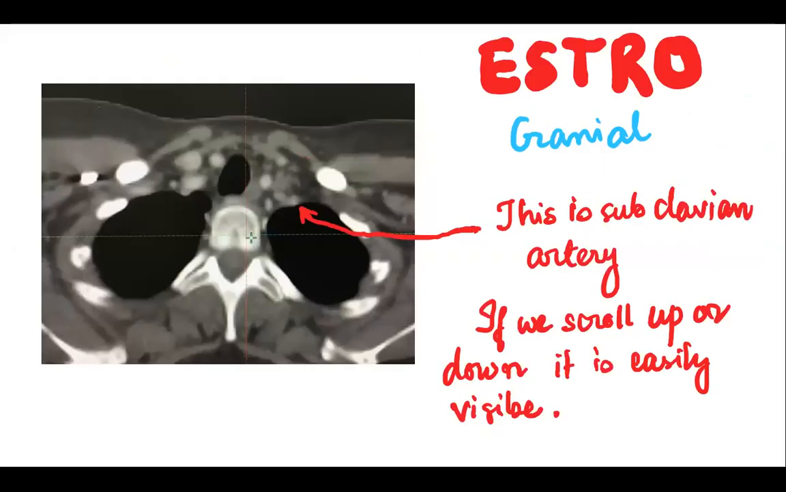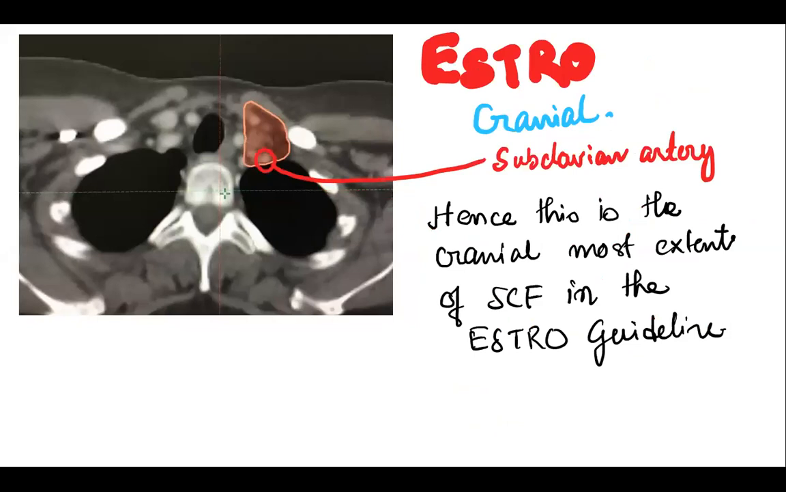So coming to the ESTRO, first we need to identify the subclavian artery. Here, this is the subclavian artery, and so we should scroll up and see the cranial-most extent of the subclavian artery, and the last slide where we see the subclavian artery will be our cranial border for the ESTRO guidelines. So this is the slide. This is the cranial-most part of the ESTRO supraclavicular CTV. So the cranial borders between the ESTRO and RTOG have a huge difference. I will show in the subsequent pictures.